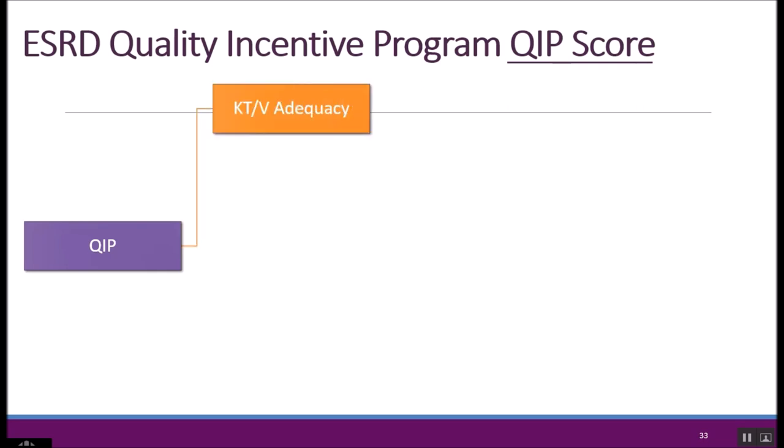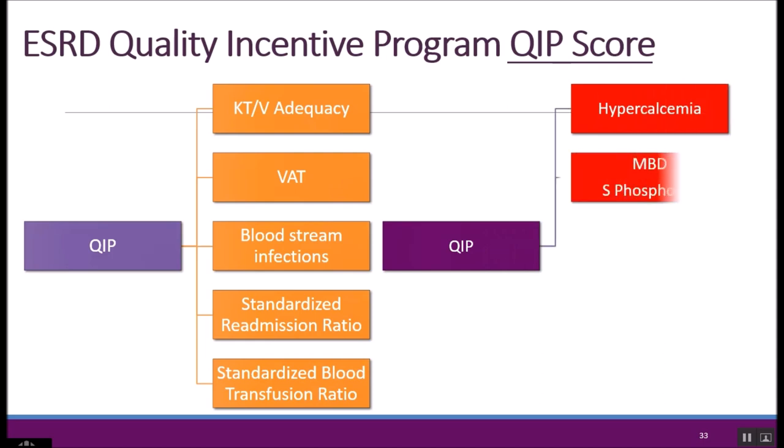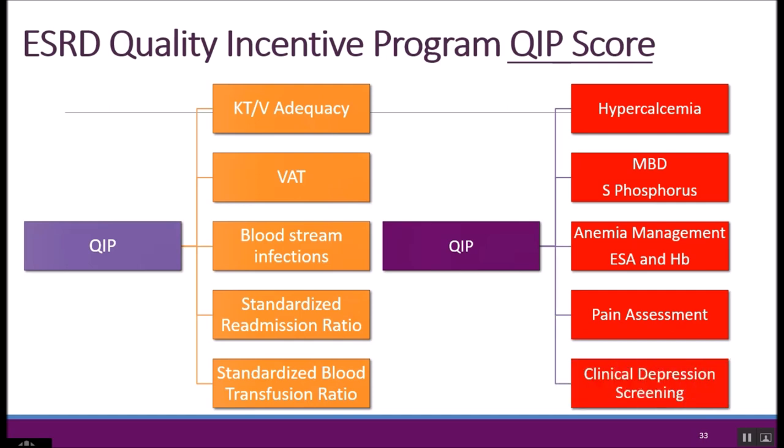points should be weighted: Kt/V, vascular access type, bloodstream infection, standardized readmission ratio for patients, blood transfusions, hypercalcemia, how many patients in your unit have hypercalcemia, mineral bone disease, serum phosphorus and PTH, anemia management, how many patients reach the target of hemoglobin, pain assessment, and depression score. So the quality incentive program scoring is based on multiple factors put on one patient to assess his current disease condition and how much care you are supporting your patients with, not only from the adequacy point of view regarding the Kt/V, but also the vascular access type and other parameters that are as important as the adequacy parameters.